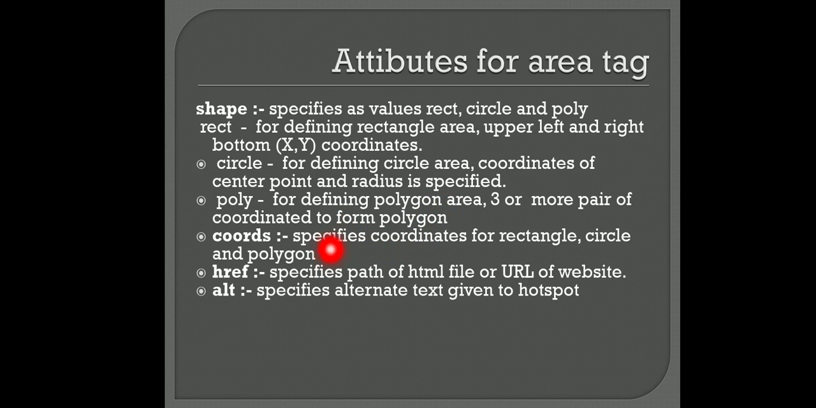The next attribute of the area tag is coordinates, meaning you first mention the shape, such as circle, which shape you are taking, and then you mention the coordinates.